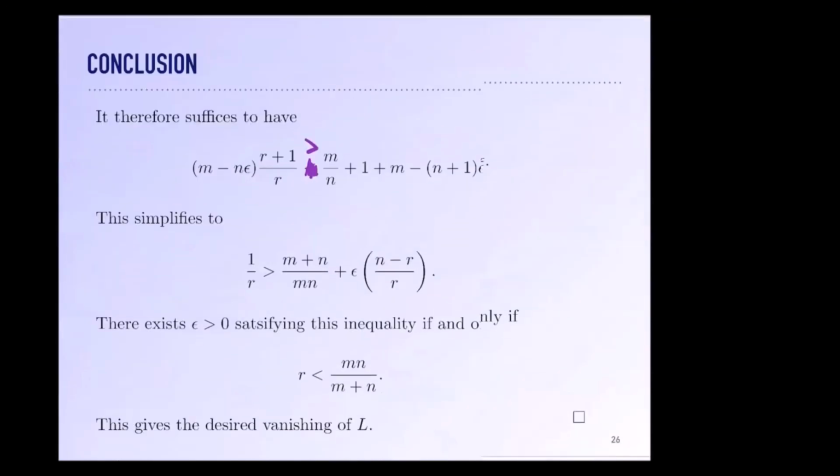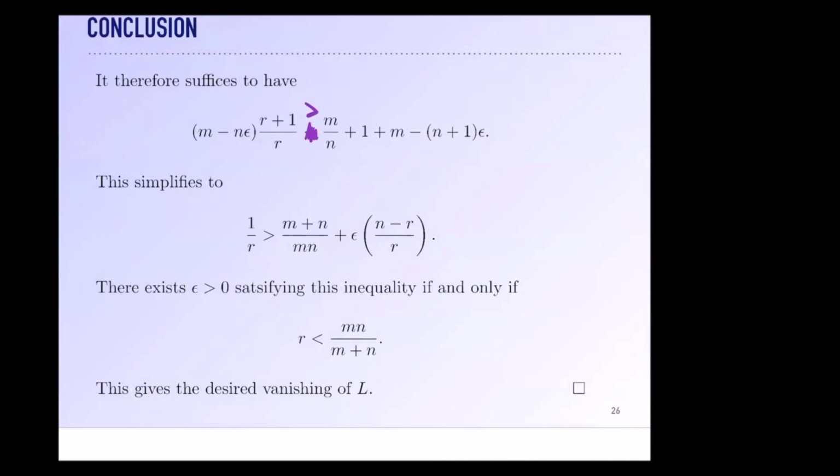And this simplifies, which is good because you can see a 1 over r coming here, and then I get m minus n epsilon. I bring it to the other side. So yeah, I think this is right. So this simplifies to 1 over r being greater than this, which that inequality you can satisfy as long as r is less than mn over m plus n. All right, so if r is less than mn over m plus n, then I can find an epsilon satisfying this inequality, and I can prove that my determinant vanishes, giving me my desired auxiliary polynomial.